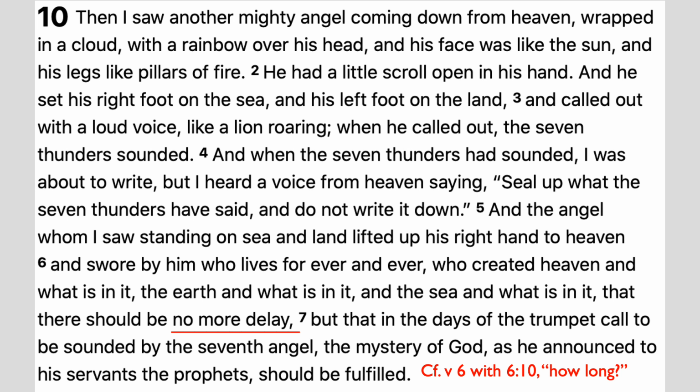Now keep in mind that in chapter 6 and verse 10, when the fifth seal was opened, there were the souls of the martyrs under the altar who were expressing in their prayers to God, "How long, sovereign Lord, until you avenge the blood that we have shed?" And the answer at that time was, you have to delay just a little longer until the number of your fellow servants should be fulfilled, who were to be killed just as you were killed.